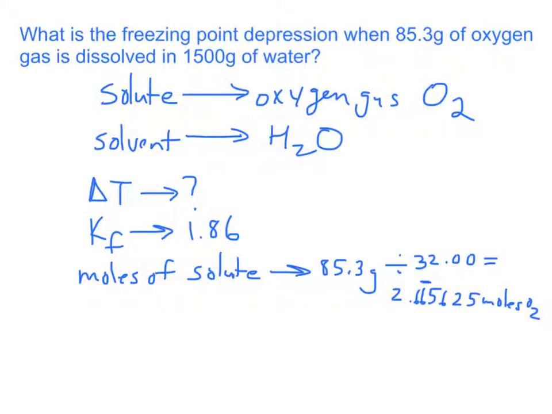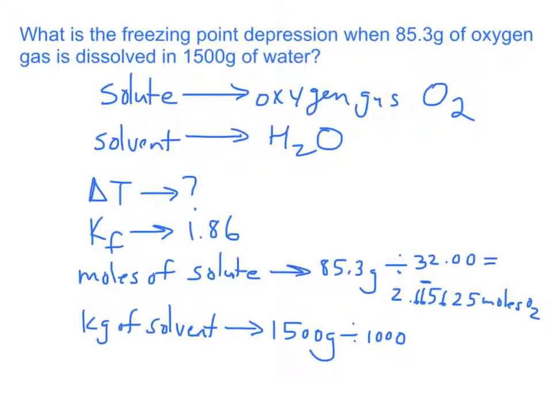Okay, now kilograms of solvent is the next thing. And we don't have kilograms of the solvent, but we have 1,500 grams. In order to change that into kilograms, we need to divide by 1,000, because there are 1,000 grams in a kilogram. That's going to be 1.500 kilograms of solvent. So you can see, as last time, I have 3 of the 4 variables, and I'm going to be looking for this fourth one using the equation. So let's go ahead and plug in what we know on the next slide.